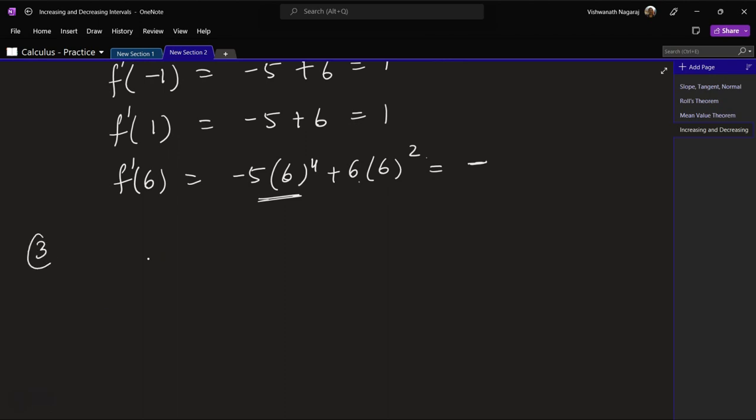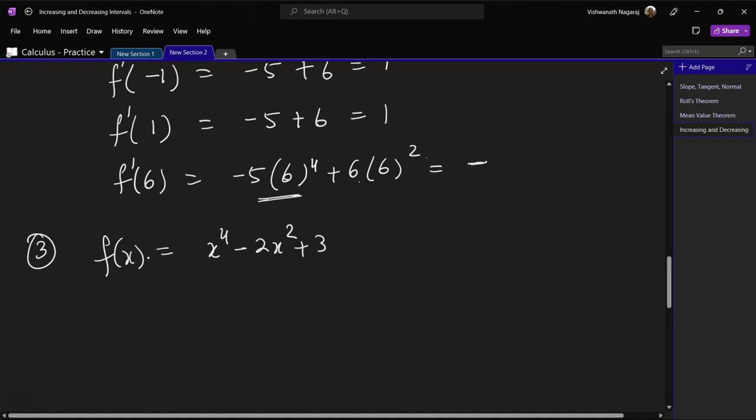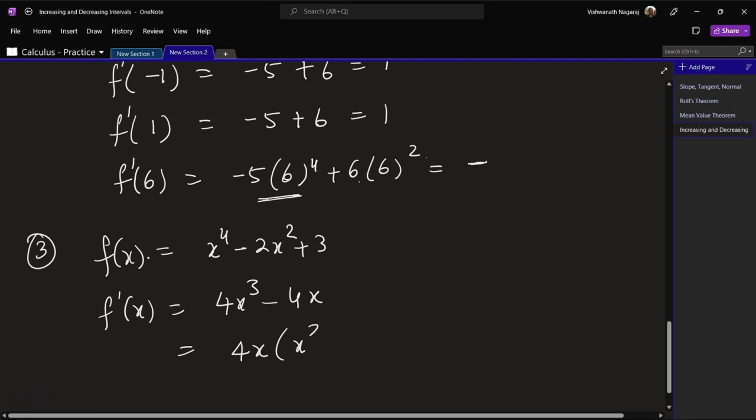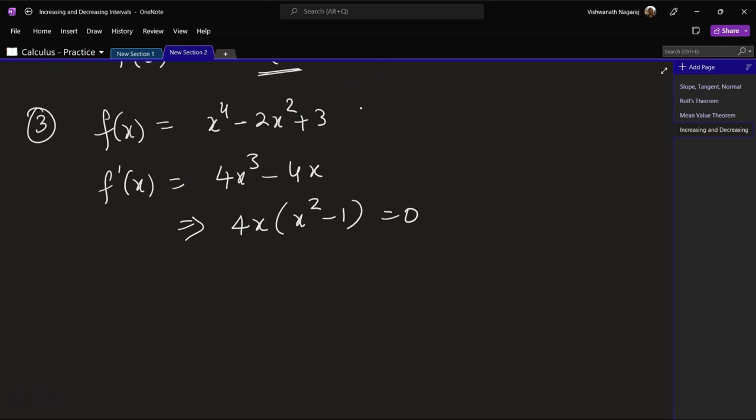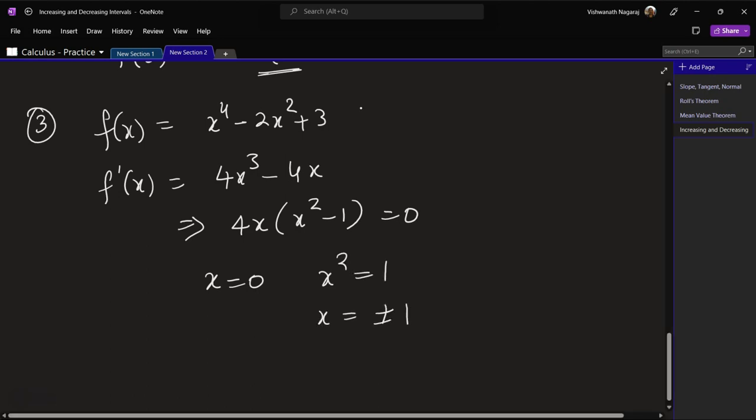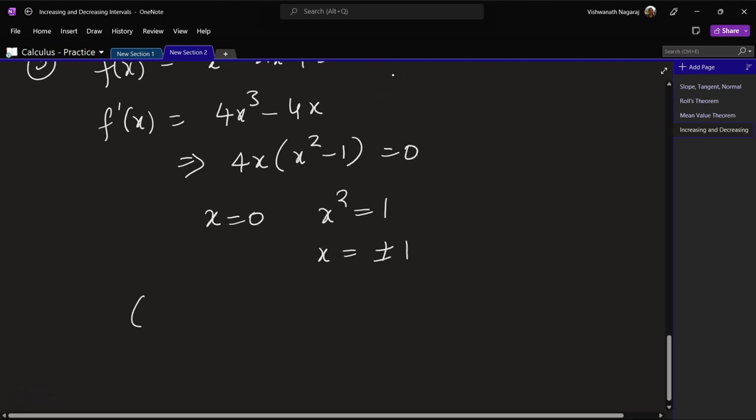Okay, now let's look at the third one. Now the third one is f of x is equal to x to the power of 4 minus 2x square plus 3. So f prime of x is equal to 4x cube minus 4x. Let's take 4x out, we get x square minus 1. Let's equate it to 0 to see the critical points. So x equal to 0 or x square equal to 1, which means x equal to plus or minus 1. So the intervals are going to be minus infinity to minus 1, then minus 1 to 0, 0 to 1, and then from 1 to infinity.